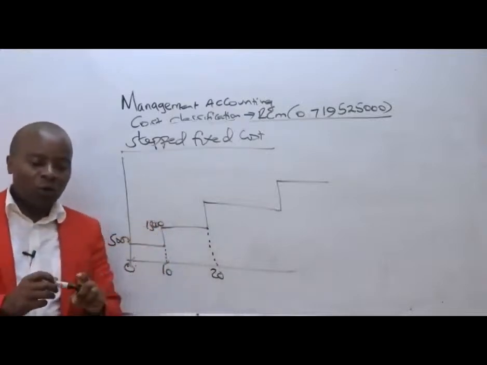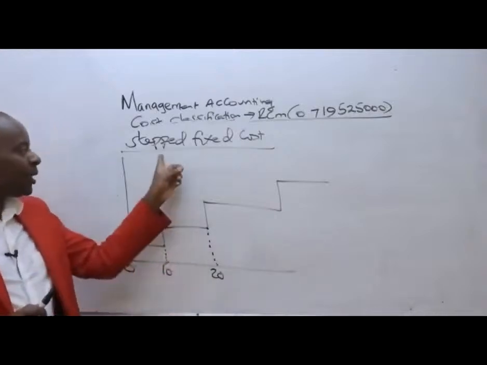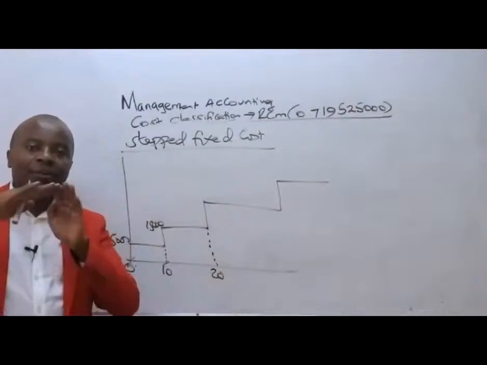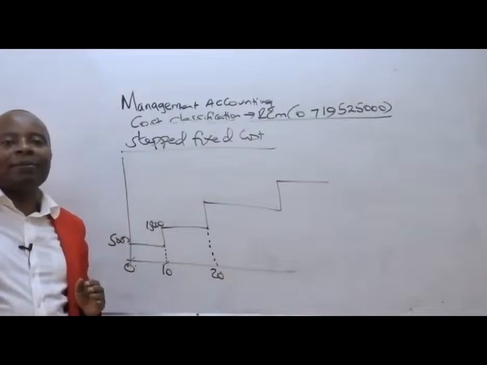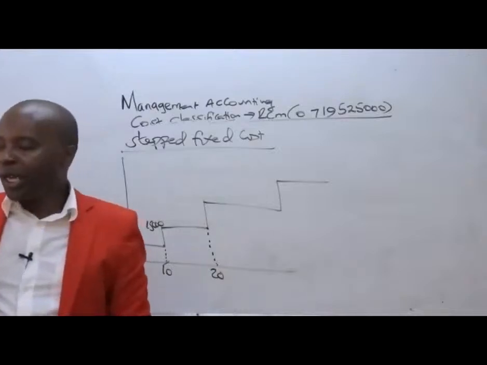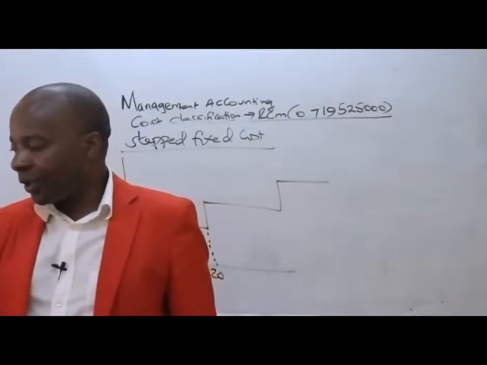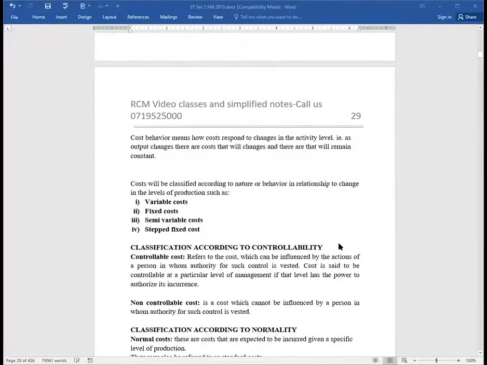I would want you to understand this very well, that stepped fixed costs remain constant over some range. Beyond that range, they increase in a lump sum manner. Increasing in a lump sum means increasing with a one-off amount. And that now marks the end of the behavioral classification, how costs behave in relation to activity. Now from there, we've got these particular ones, which are just a walkover that we need to explain very first.